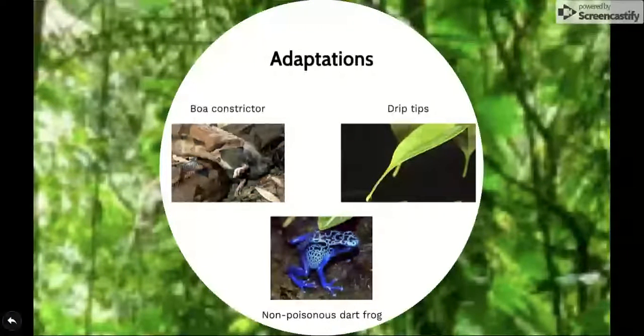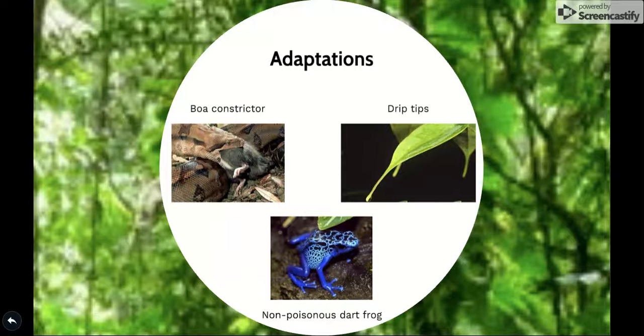Adaptations. The tropical rainforest supports an abundance of wildlife with warm temperatures, water, and an abundance of food. To compete for environmental resources, organisms must adapt or develop specific traits to aid them. A useful trait to possess in the tropical rainforest is camouflage. For example, the boa constrictor is known for its camouflaged appearance that enables it to sneak up on prey.